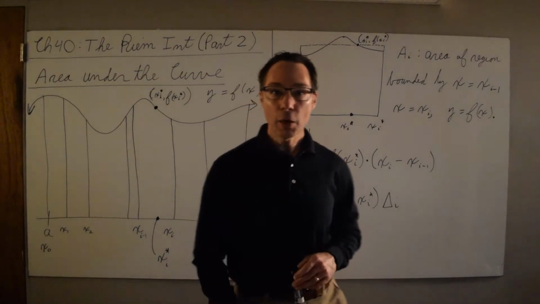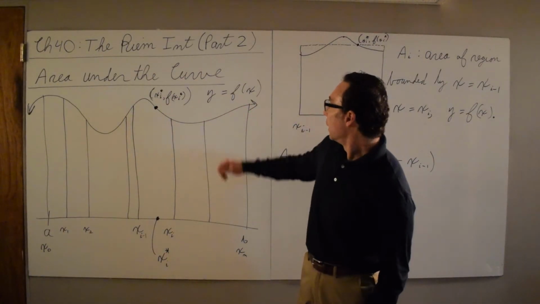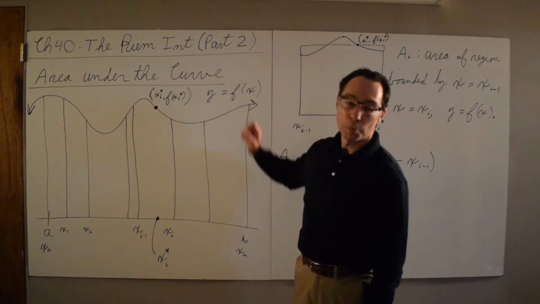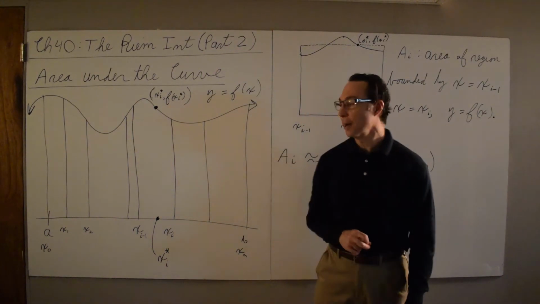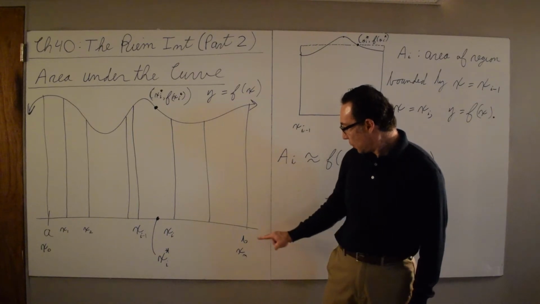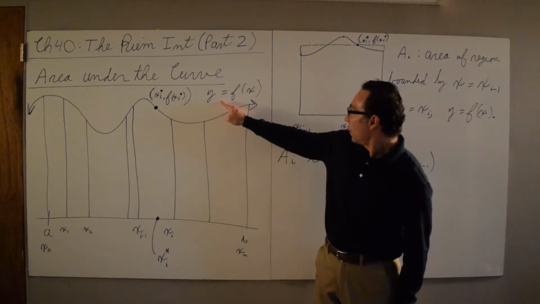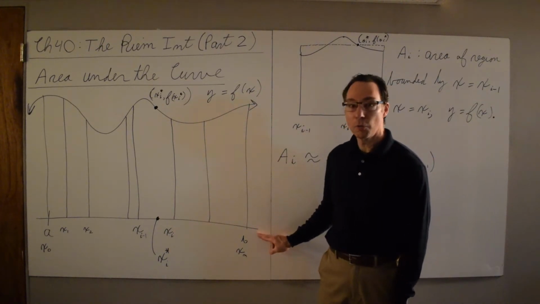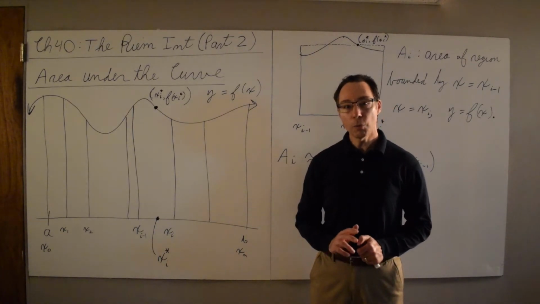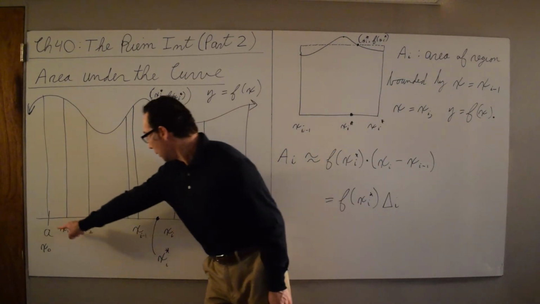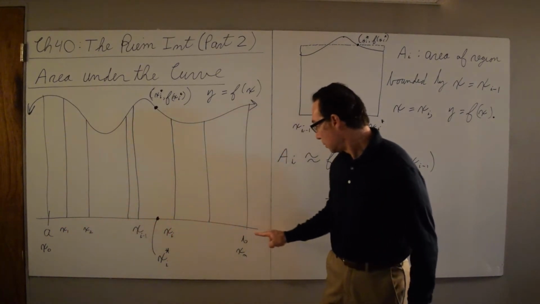This is the second video on the Riemann integral, and in this video and also in part 3 I'm going to talk about the area under the curve. We start with a function y equals f of x on the closed interval [a, b]. We did this in the last video: we take our interval [a, b] and we partition it.